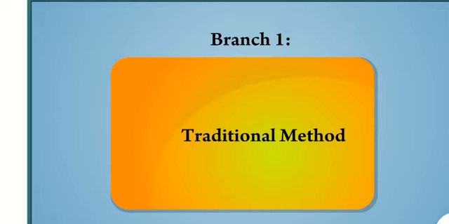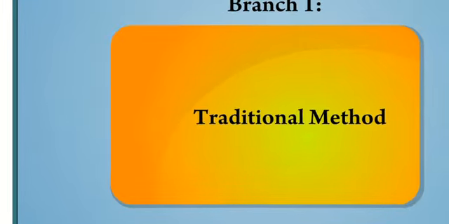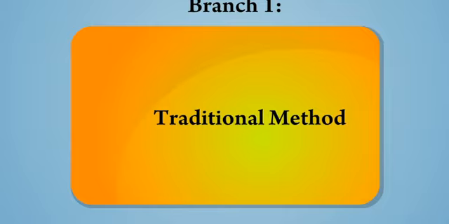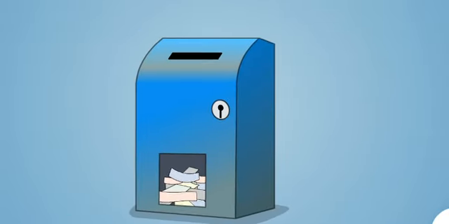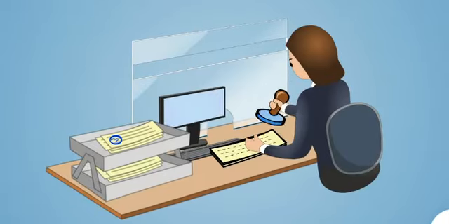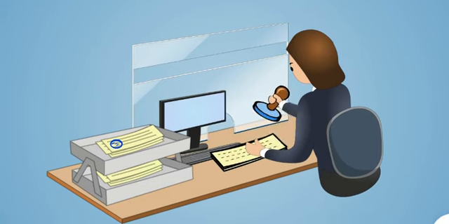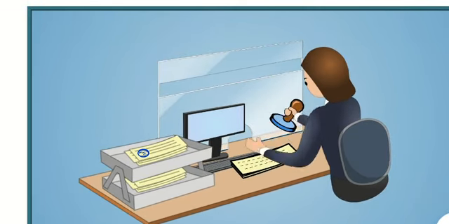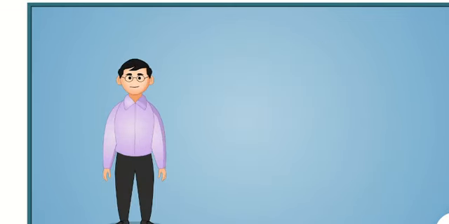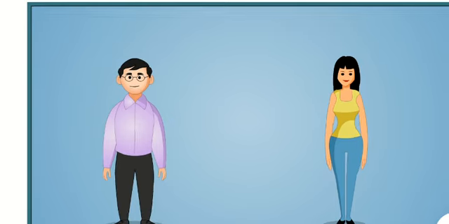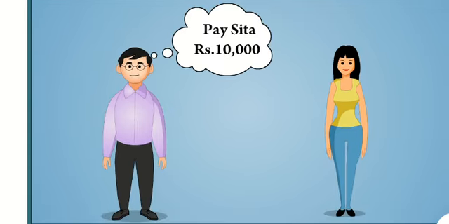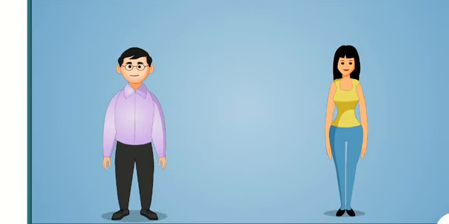The clearing process is carried out on a large scale. All the checks that have been deposited in the bank are sent together for clearing. To understand the process easily, we are going to track a single check and see how it is cleared. Let's take the example of two friends, Ram and Sita. Ram needs to pay Sita rupees 10,000.